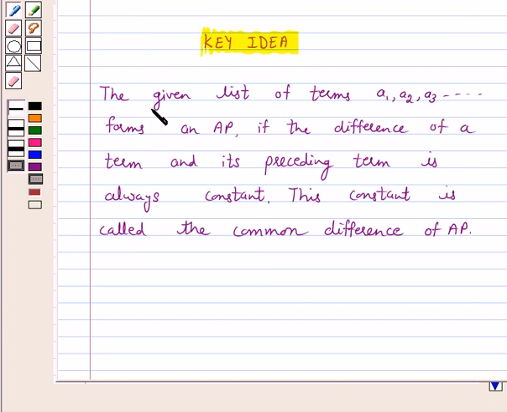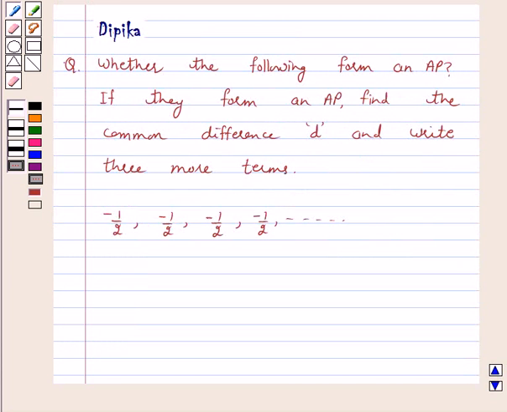We know that the given list of terms a1, a2, a3, and so on forms an AP if the difference of a term and its preceding term is always constant. This constant is called the common difference of the AP. Let us use this key idea to solve the above question. Let's start the solution.